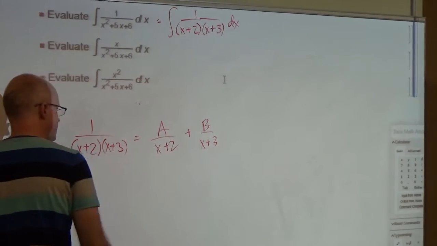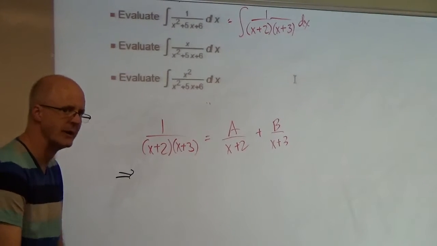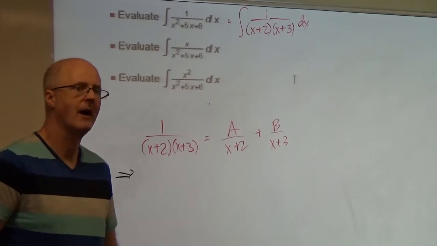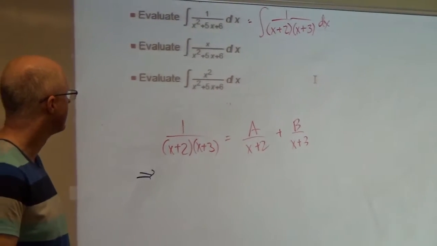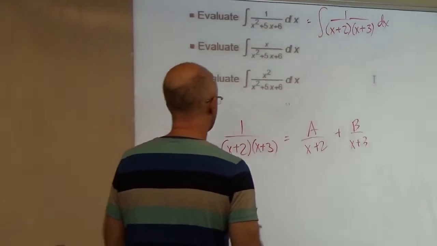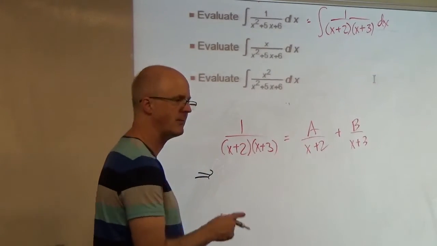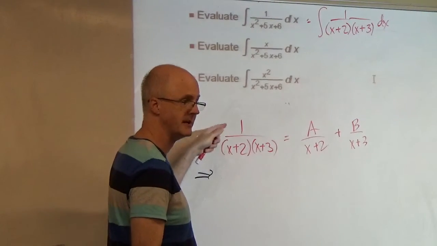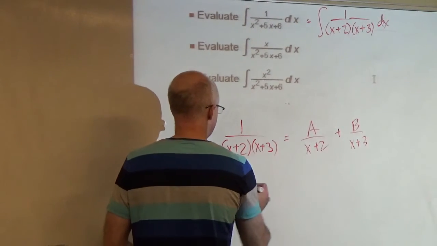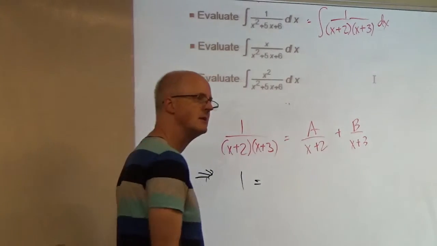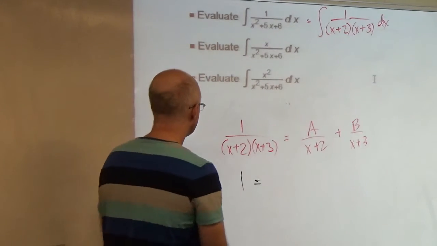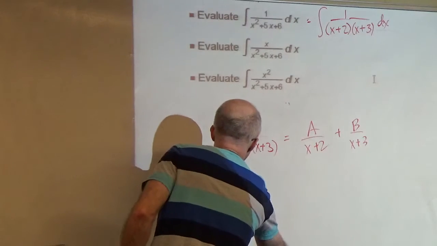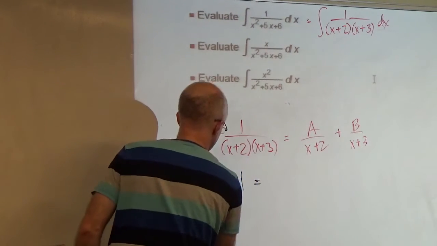There are a couple different ways this can be done. I like using a little trick that is sort of a shortcut. The first thing you should do is multiply both sides by that common denominator here, x plus 2 times x plus 3. It'll completely cancel on the left and leave you with a 1. And multiplying by x plus 2 times x plus 3.